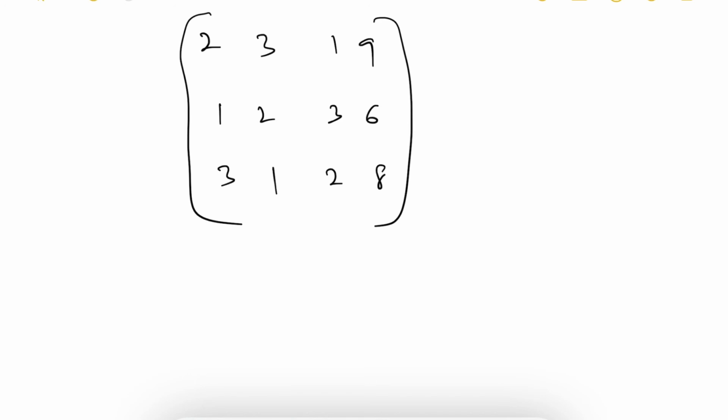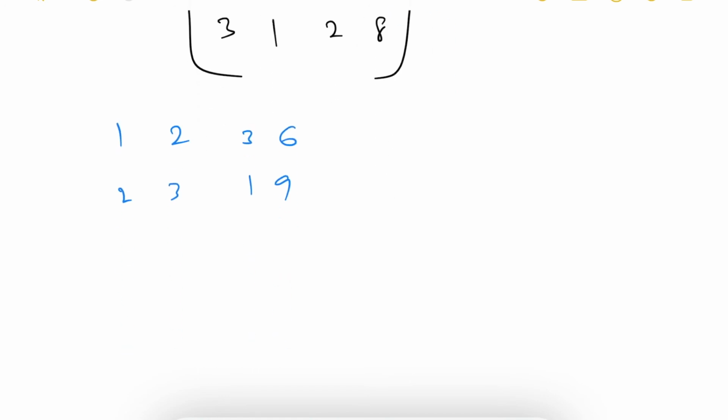So first what I am trying to do is, row 2 I will change to row 1 and row 1 to row 2, because this 1 will go here. That is what exactly we want in the first element. So the first row we will write the second row 1 2 3 6, and this will become 2 3 1 9. Third row as usual 3 1 2 8. Okay.